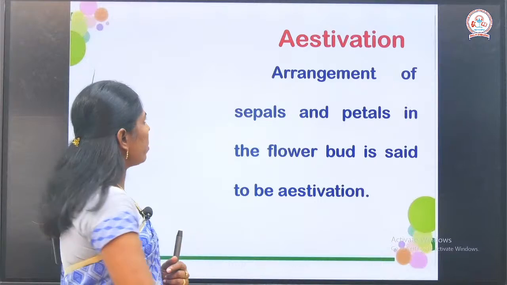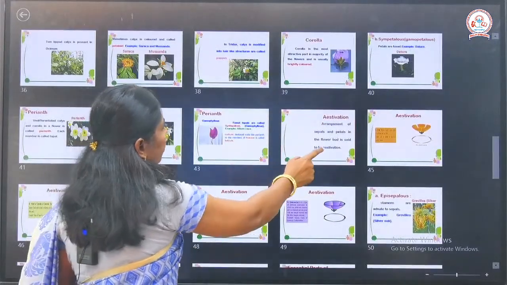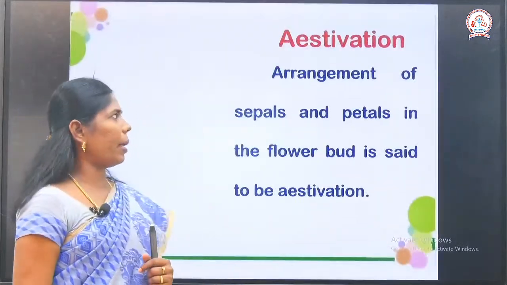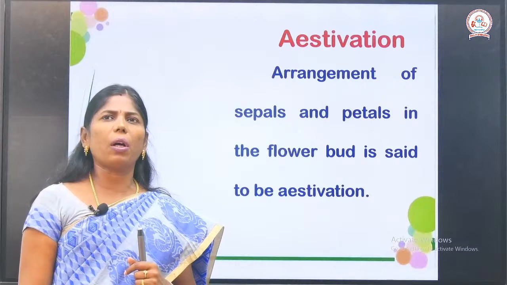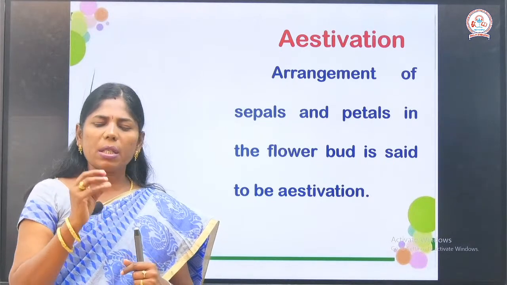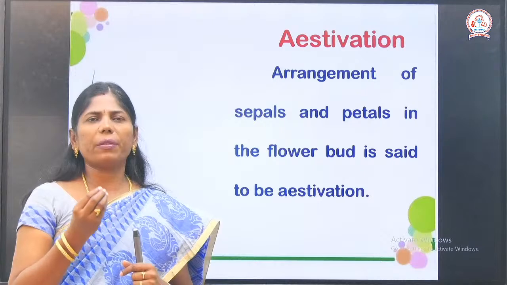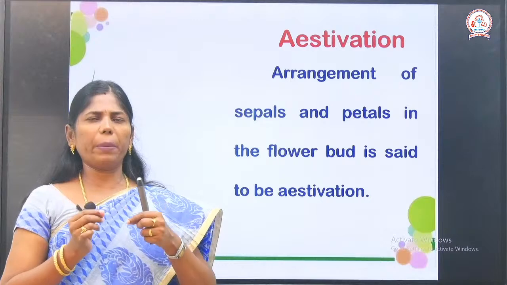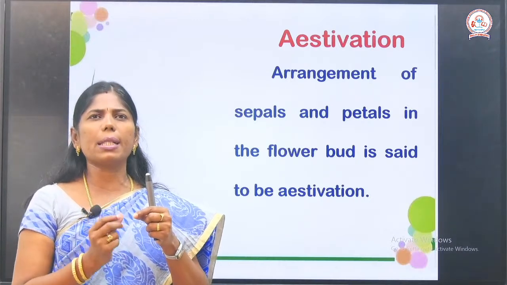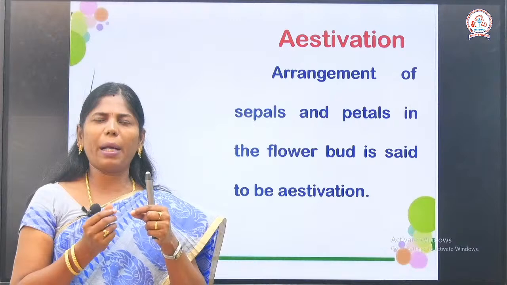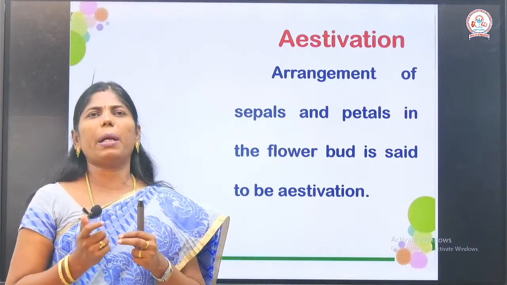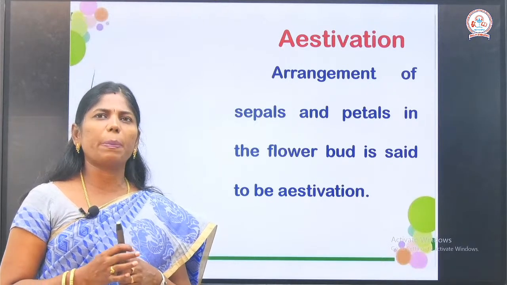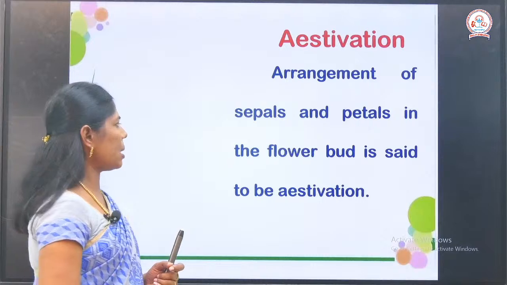Okay, so next we have to study aestivation. Aestivation is the arrangement of the sepals and petals in the flower in bud condition. We can easily see the arrangement in the bud condition. Just take one bud and remove each and every part, and you can easily identify how it is arranged. It may be arranged in a cyclic manner or in a spiral manner. So that is aestivation.